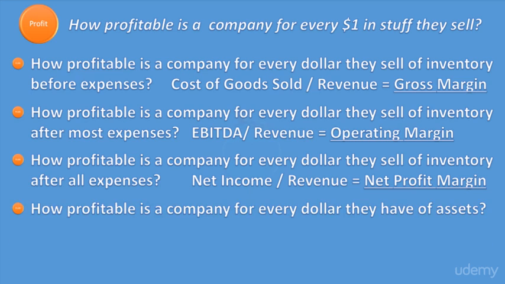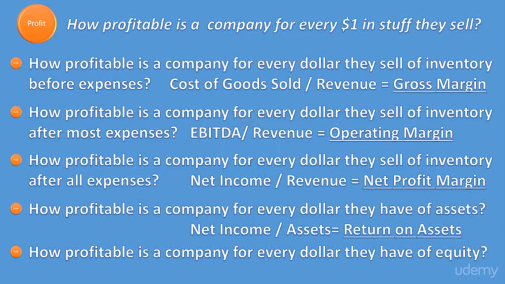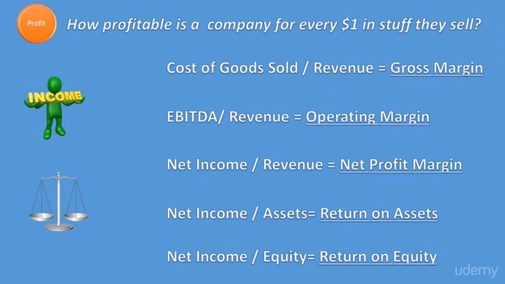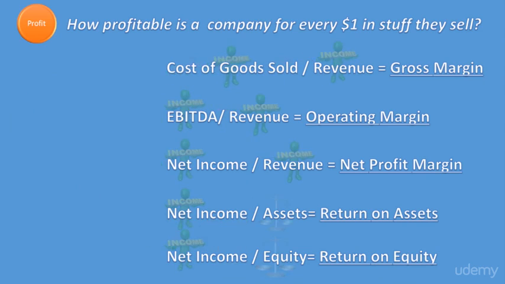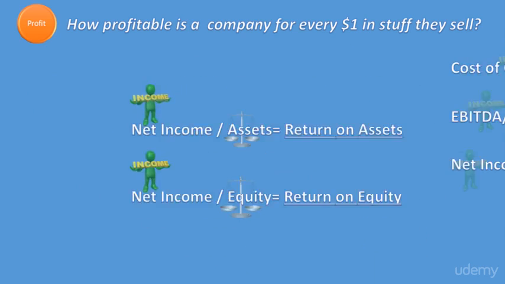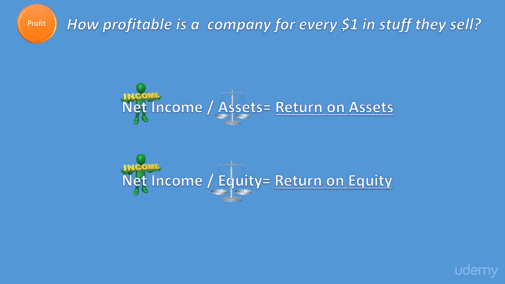And then next up, we've got how profitable is a company for every dollar they have of assets? Well, that's net income divided by assets, which is referred to as return on assets. And similarly, how profitable is a company for every dollar they have of equity? That is net income over equity, which is called return on equity. Now, which one of these formulas uses the income statement and which formulas use the balance sheet? Okay, well, income statement is most of them, but the bottom 2 is important because this formula, net income to assets and net income to equity, uses both the income statement and the balance sheet to assess profitability. Pretty cool.